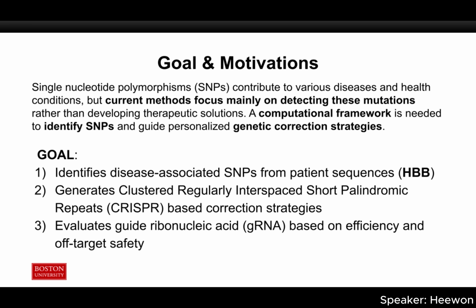Our motivation is to create a website that can identify SNPs and guide personalized genetic correction strategies for the users. So our main goal is to make a website that identifies disease-associated SNPs from patient sequences and generates CRISPR-based correction strategies, and evaluates gRNA based on efficiency and off-target safety.